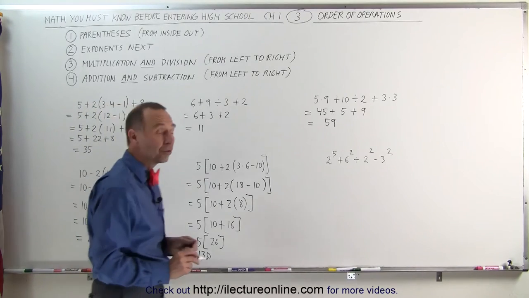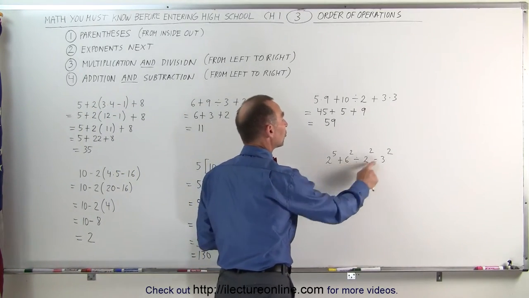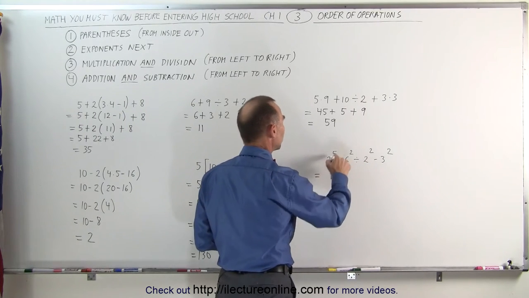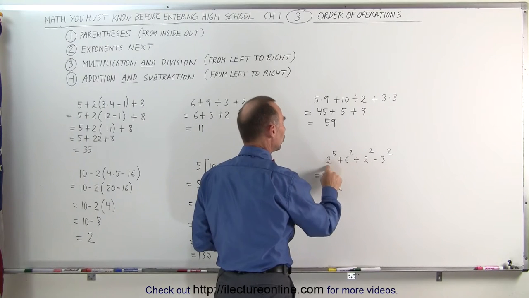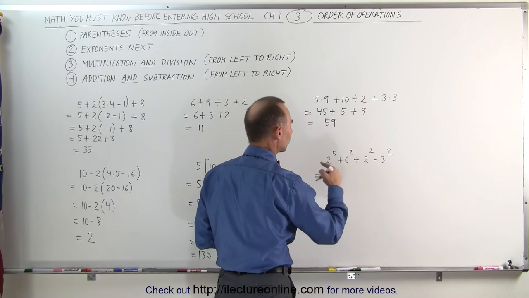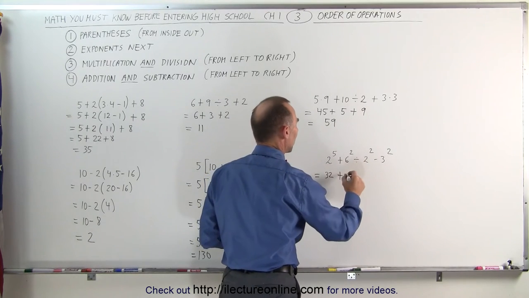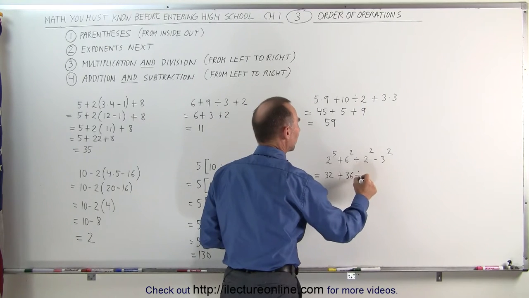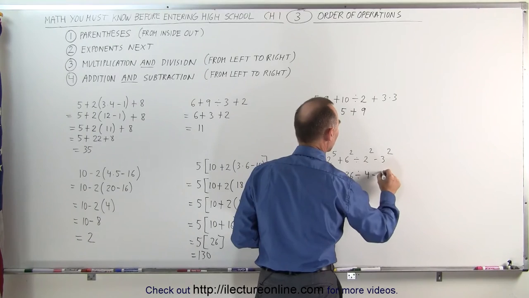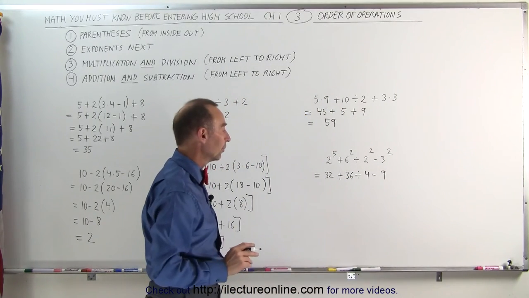Our last example now also has exponents. Remember that exponents take precedence over addition, subtraction, or division. That means we need to do the exponents first. 2 to the 5th power is equal to 32. This means 2 times 2 times 2 times 2 times 2, plus 6 to the 2nd power, which is 36, divided by 2 to the 2nd power, which is 4, minus 3 to the 2nd power, which is 9. Notice that we've taken care of exponents first, and left everything else alone.